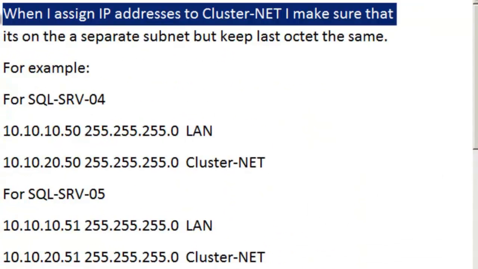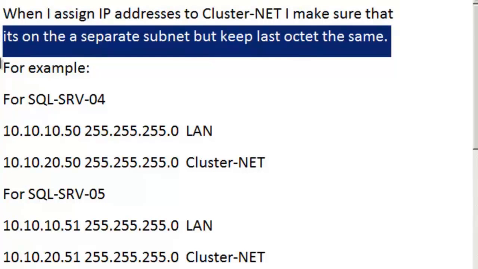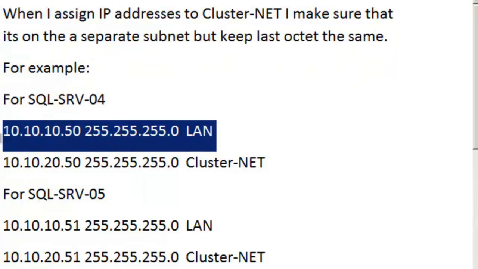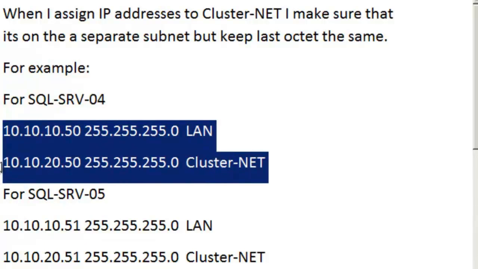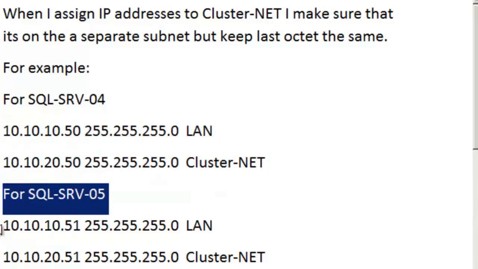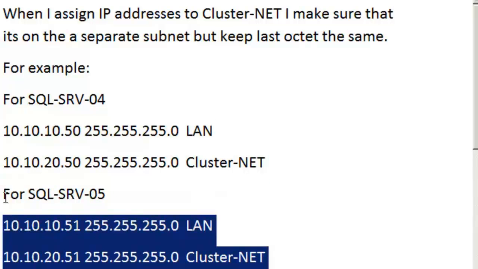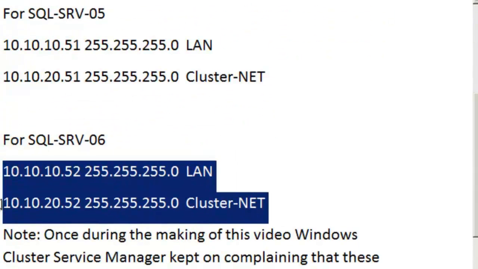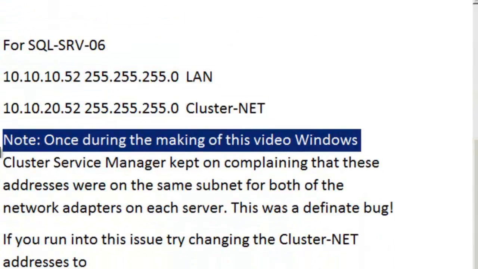This is rudimentary networking stuff that somebody should have a good handle on before they do this anyways. When I assign IP addresses to ClusterNet, I make sure that it is on a separate subnet, but I keep the last octet the same. I'm stressing that because it makes it a lot less confusing to remember what IP address is assigned to what server. 10.10.50 is for the LAN and the ClusterNet on SQL Server 4. 10.10.51 is on Cluster Server 5, and Cluster Server 6 has 52 as the last octet.